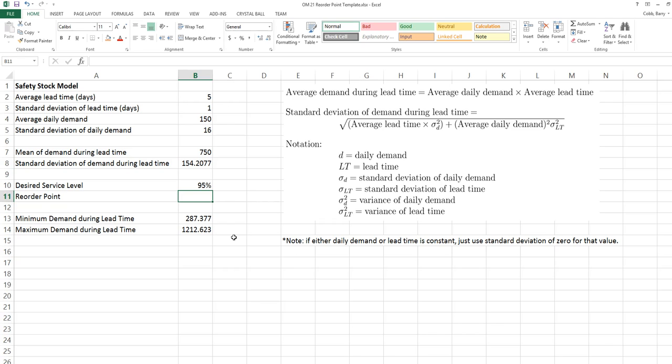We need to set the reorder point high enough that there's a fairly small likelihood of running out of inventory before we get the next shipment. We can use a normal distribution formula to find this reorder point. The formula is called norm.inv, the inverse of the normal distribution. The probability that we're specifying is 95%. The mean of our normal distribution is the mean of demand during lead time, and the standard deviation is the standard deviation of demand during lead time.